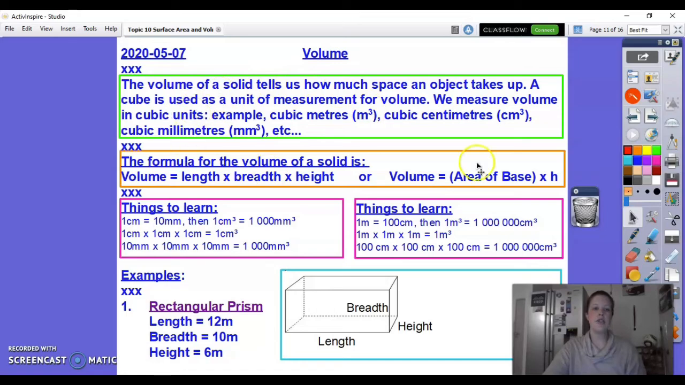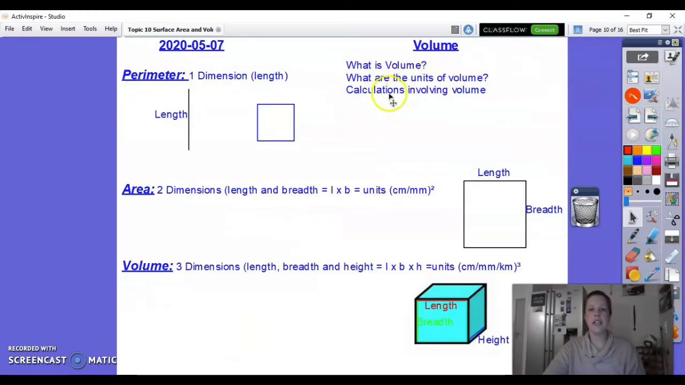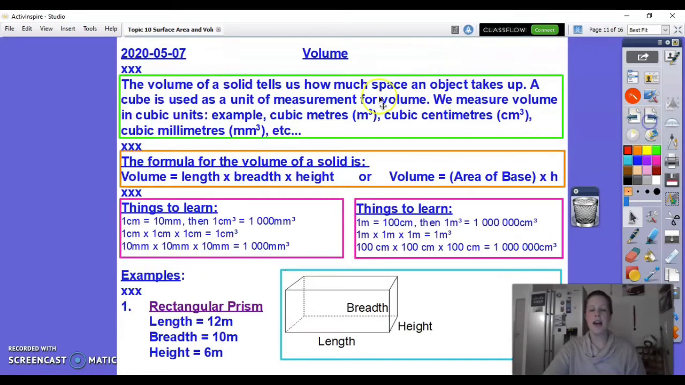So let's get into how we calculate, which is our third point for today. Calculations involving volume. How do we calculate the volume of a solid? We'll start off with this formula. Volume is equal to our 3 dimensions multiplied by each other: length times breadth times height. Or we can say that volume is equal to the area of the base times our height. Our area of the base is just as good as saying length times breadth.